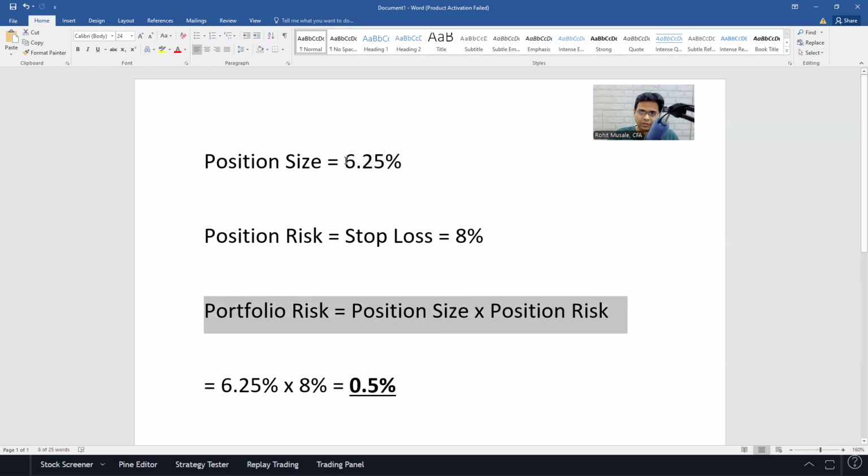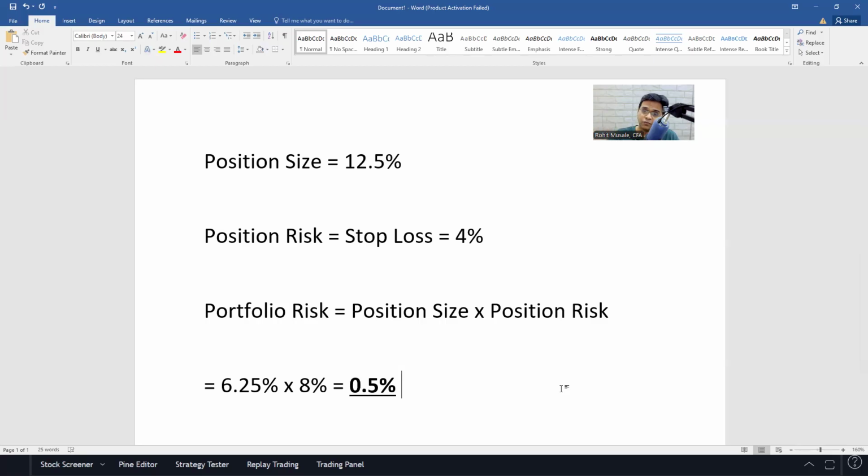Let's say you buy 12.5%, you keep a high position size, and you make the stop loss 4%. So you have reduced your stop loss by half and increased your position size by twice. So 6.25 multiplied by 2 and 8% divided by 2, your net effect is going to be 0.5%. So by keeping the risk the same, you have doubled your position size. Keeping your portfolio risk the same, you have doubled your position size.